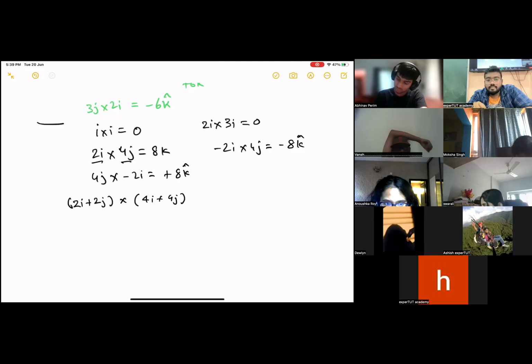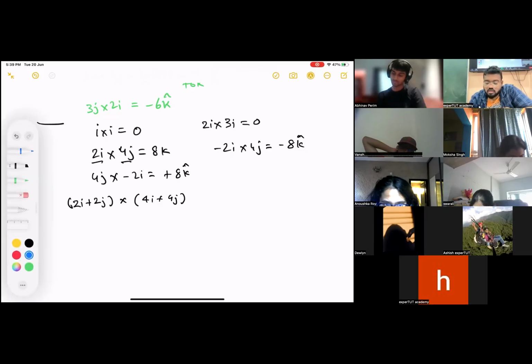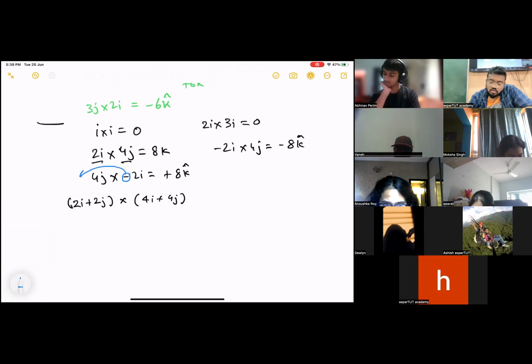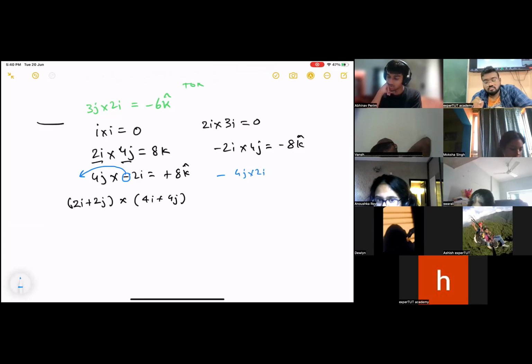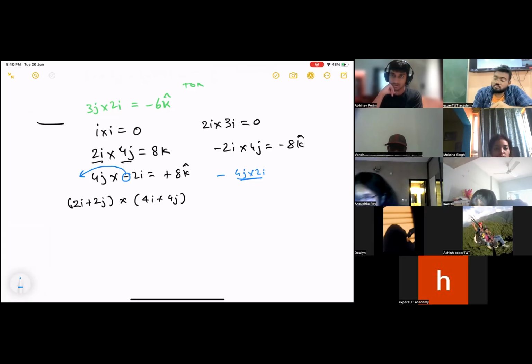Excuse me, sir. Yes, Devlin. Sir, the last one, 4j cross minus 2i. It is plus, because first you take out this negative outside, and then it becomes minus of 4j cross 2i, right? Now, what is j cross i? K. No, it is minus k. So therefore, it is minus of minus 8k. That's why it is plus 8k. Okay.